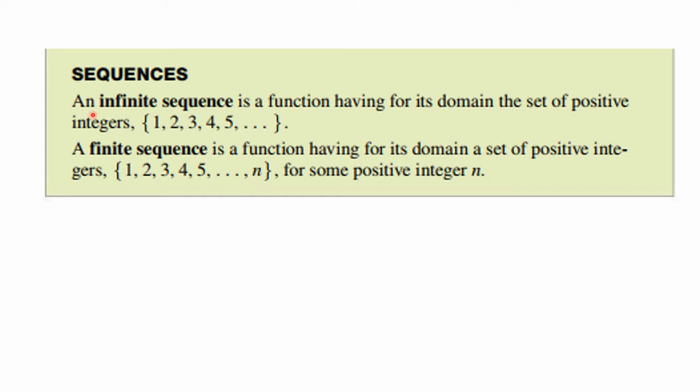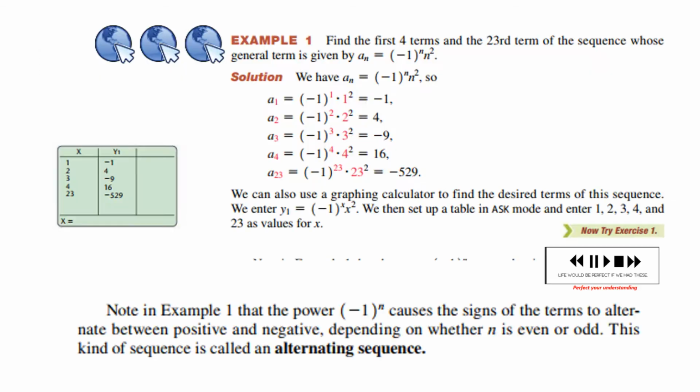You can also have an infinite sequence where the domain is a set of positive integers. So there's a first number, a second number, a third number, a fourth number, a fifth number, and it never ends. We will discuss both of these in the context of what we do going forward in future sections. So these are called sequences. They're ordered lists of numbers.